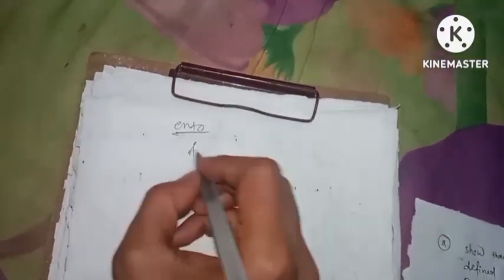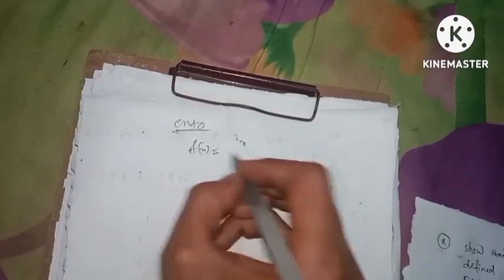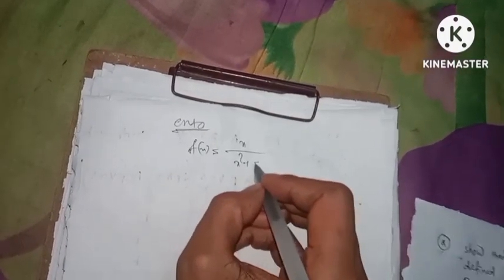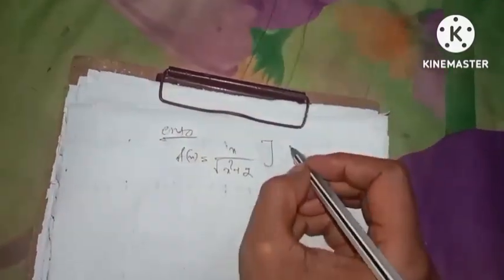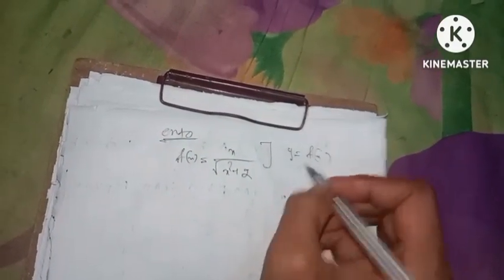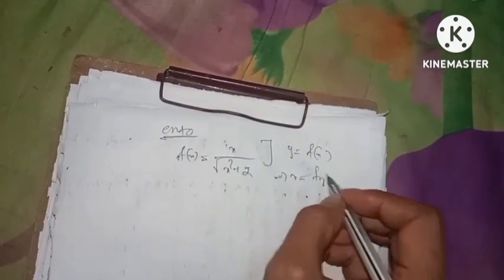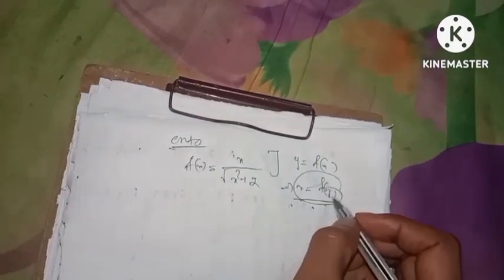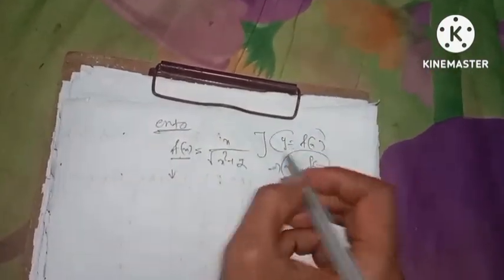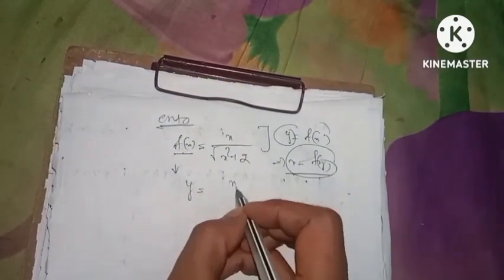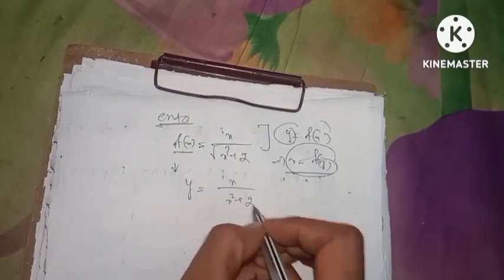So the question will be: f(x) = x / √(x² + 2). When a function is given, set y = f(x), then find x = f(y), and the required condition will be the range. So y = x / √(x² + 2).